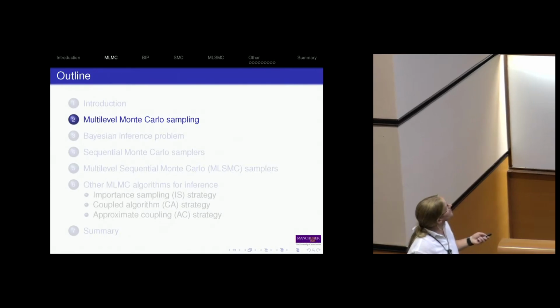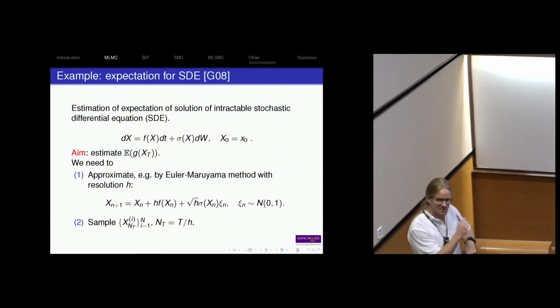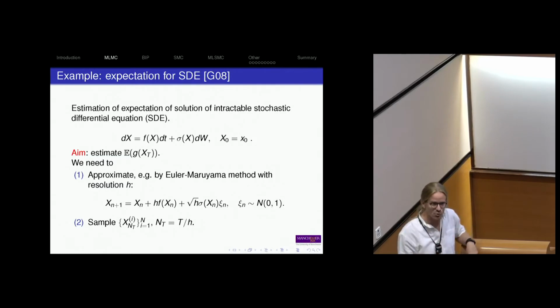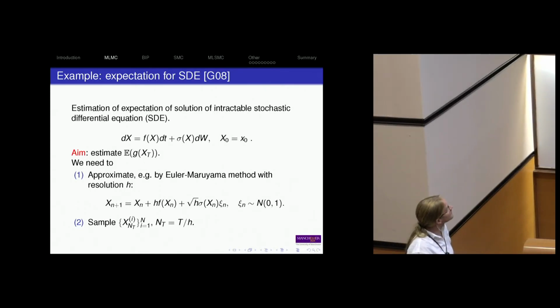Okay, so multi-level Monte Carlo sampling. I'm assuming that this is probably going to be the most foreign for most people here. So I'll try to go through this carefully. It's not too difficult to understand, but anyway, yeah.